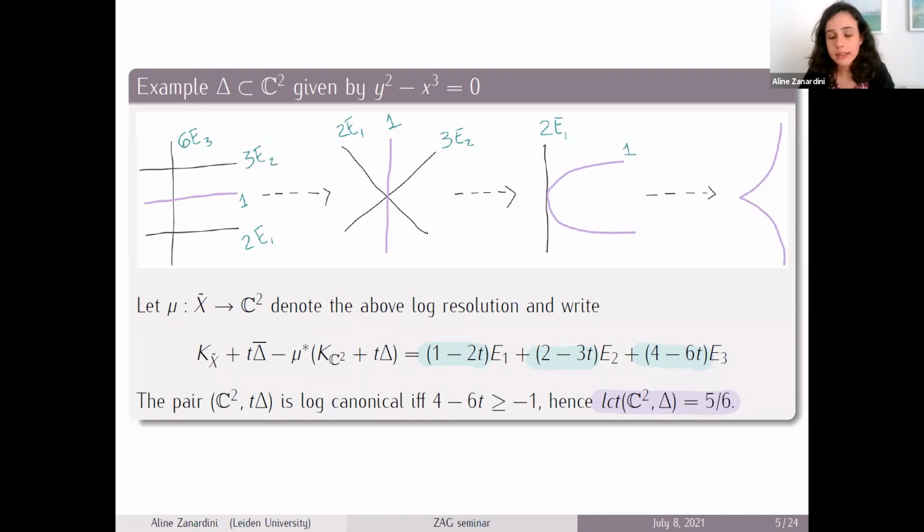And if we go back to the definition of the log canonical threshold, what we want is to find the largest possible t such that these numbers are all greater or equal than -1, and that's going to be the log canonical threshold. And if you compute it, you find it is equal to 5/6. So in this talk, we will be interested in the log canonical thresholds for plane curves. So this illustrates how one would go about computing it.